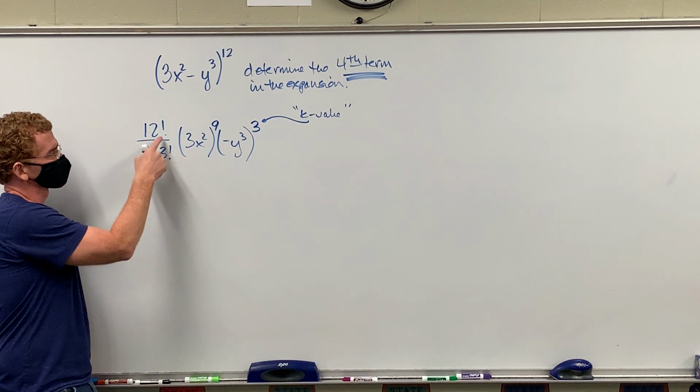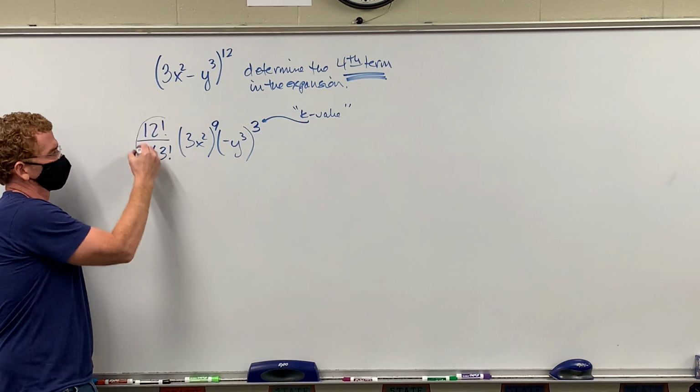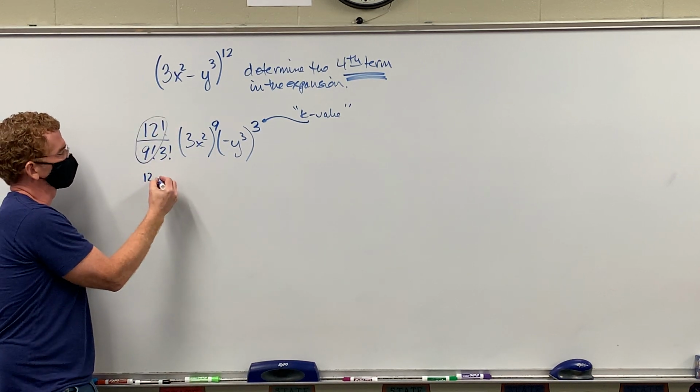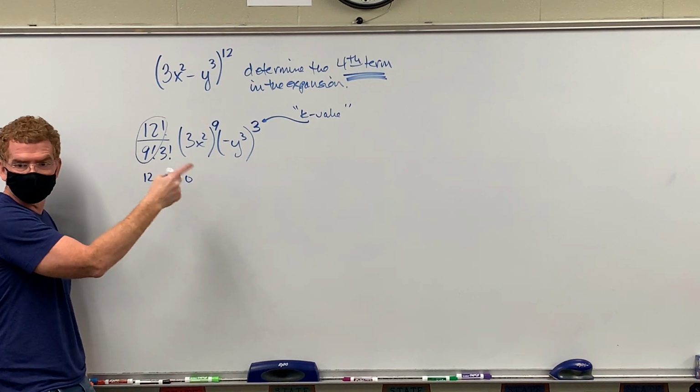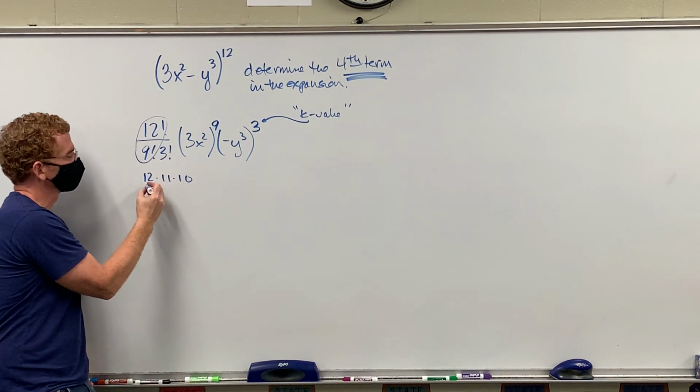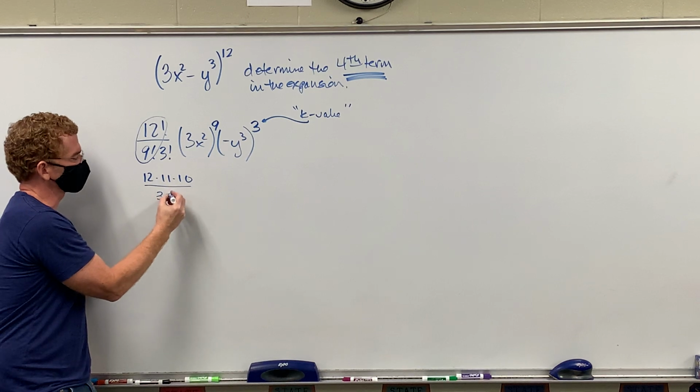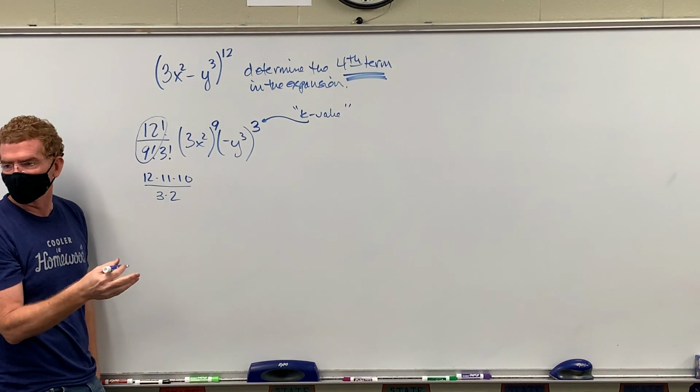First you do the 12 over 9, and then it's 12 times 11 times 10. Okay, so this number is going to be pretty ugly. 12, 11, 10, but all the 9, 8, 7, 6, 5, 4, 3, 2, 1 would have canceled, right? But you still have 3, 2, 1, and I usually write just 3, 2 because the 1's not doing anything for me.